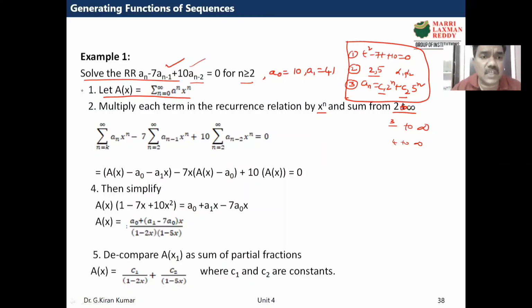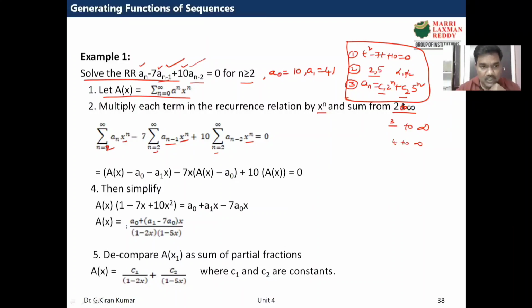So if you multiply each term, how many terms are there in the given recurrence relation? 1, 2, 3, there are 3 terms. So you multiply each term with x power n, and the sum is 2 to infinity. Hope you are understanding this. So sum n equal to 2 to infinity a n x power n, minus 7 into sum n equal to 2 to infinity a n minus 1 x power n. Please see, x power n is common, and the remaining part is from the given recurrence relation. So in step 2, each term we are multiplying with x power n, and the sum is running from 2 to infinity, and why 2 to infinity, that we already discussed.